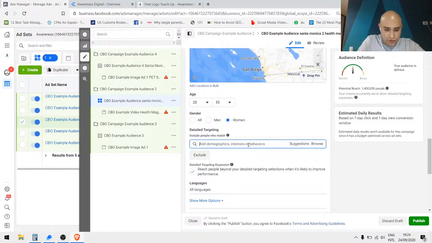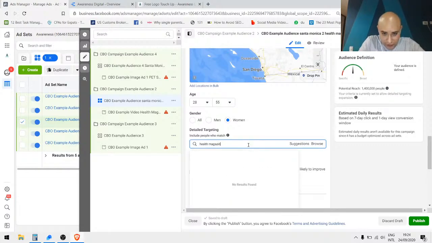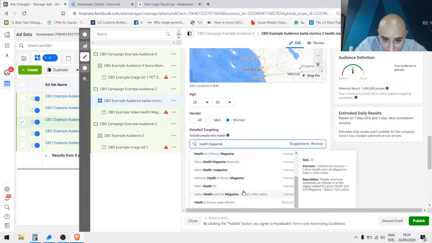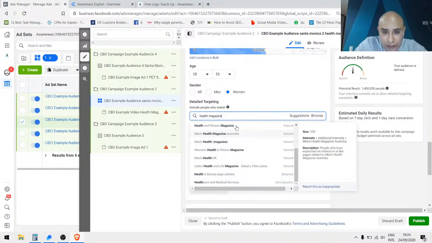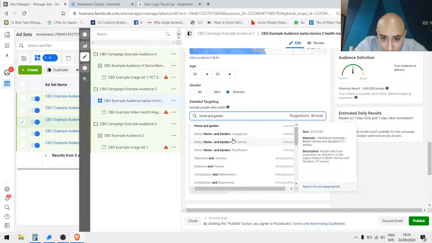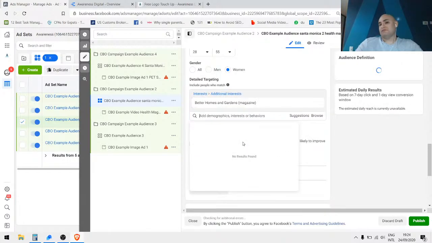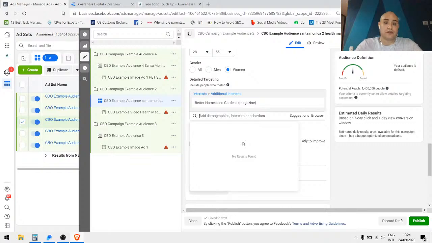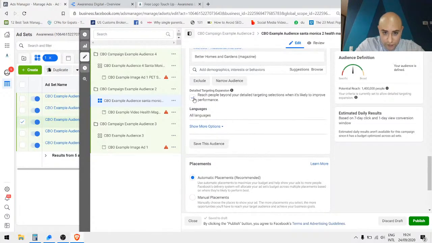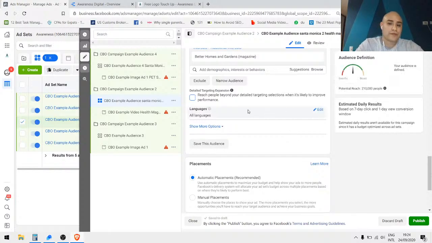So we're going to go to Health Magazine. So natural health, women's health. Actually, let's do Home and Garden. That's probably a better one. Better Homes and Garden Magazine. Yeah, right? That's what a cleaning business is, Better Homes and Garden, right? We're at 1.4 million. Pretty good, right? It's a good reach. Let's turn that off. Drops it down to 210.